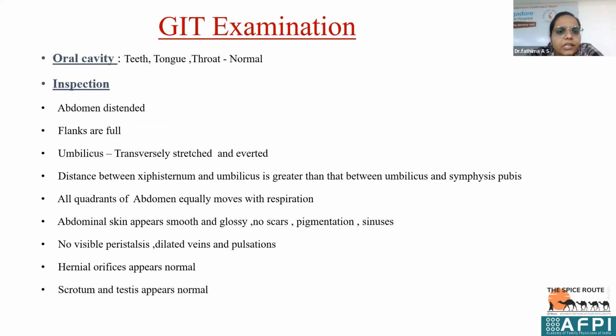Oral cavity examination normal. On inspection, abdomen distended, flanks are full, umbilicus transversely stretched and everted. Distance between xiphisternum and umbilicus is greater than between umbilicus and pubic symphysis. All quadrants of abdomen equally move with respiration. Abdominal skin appears smooth and glossy, no scars, pigmentation, sinuses, no visible peristalsis, dilated veins or pulsations. Hernial orifices appear normal, scrotum and testis appear normal.